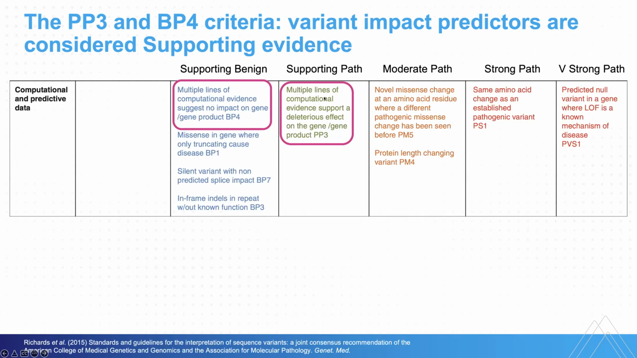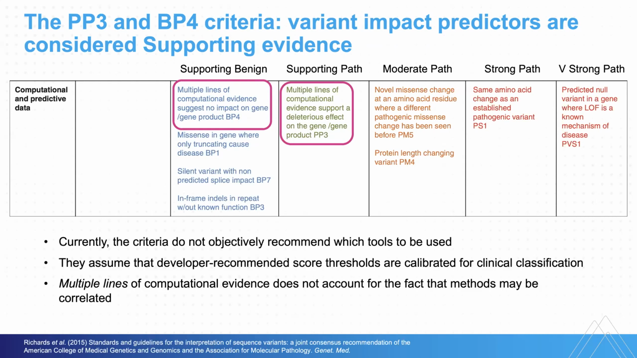And the original guidelines provided some indication on how to use these tools, but they were not necessarily specific about which tools to use. And I mentioned before, there are hundreds of these methods. There's an inbuilt assumption that the tools are already calibrated for clinical use. And there's also one of the guidelines that says multiple lines of computational evidence should be used, and there should be agreement in order to be able to call a variant. So basically, in order to be able to use computational methods as supporting evidence for pathogenicity.